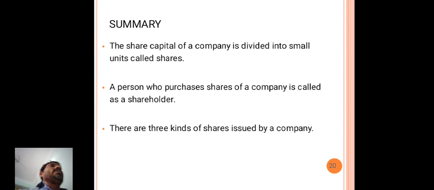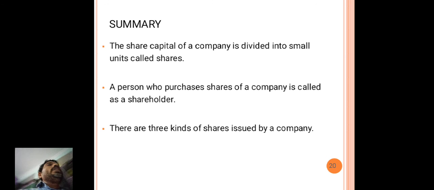The equity shares are the ordinary shares issued by the company. The company issues a prospectus. We already know what a prospectus is. A prospectus is nothing but an invitation, inviting the general public to invest an amount in the form of shares in the joint stock company.